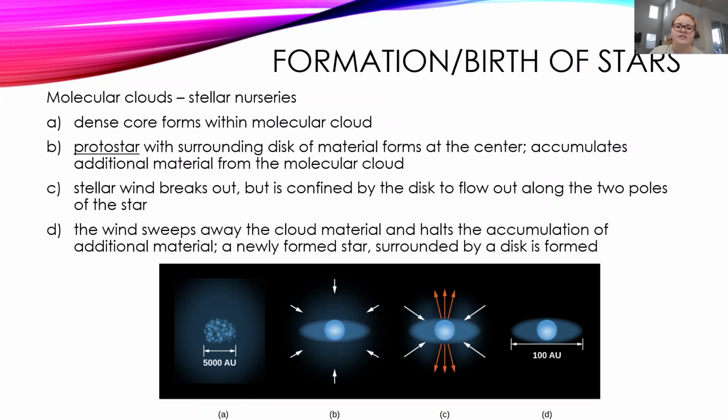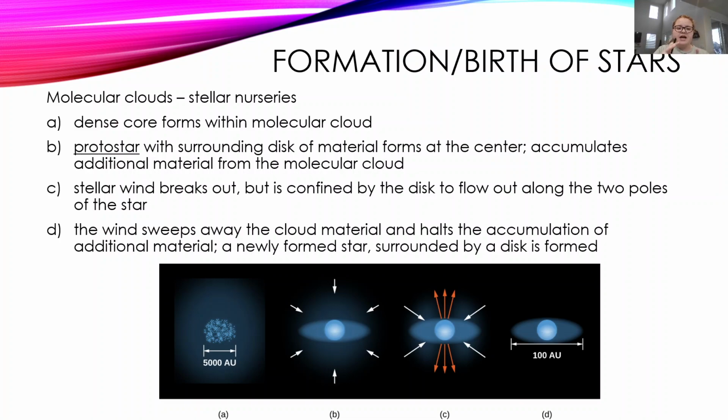Let's go ahead and continue our discussion with the formation or birth of stars. Stars typically form in molecular clouds, which are called stellar nurseries because this is where stars are born. This is the sequence of events, A through D down here. The first is that a dense core forms within a molecular cloud. The particles in the molecular cloud clump together and form this dense core.